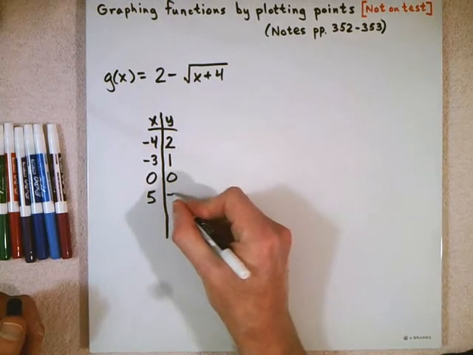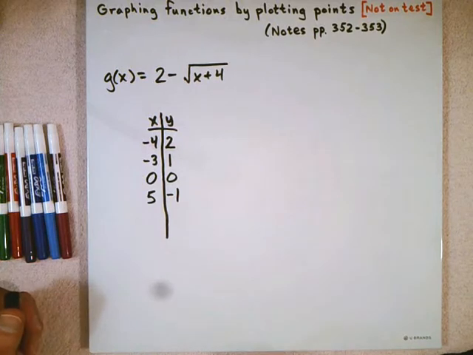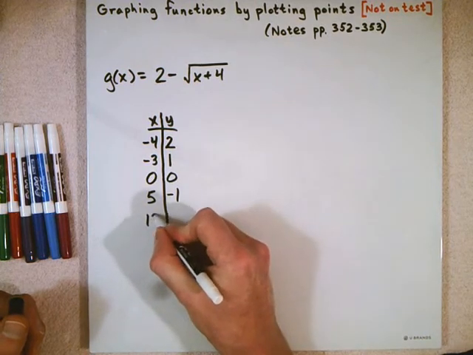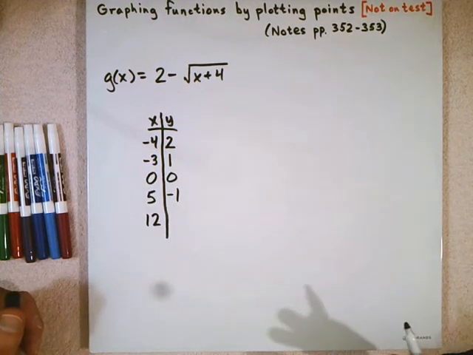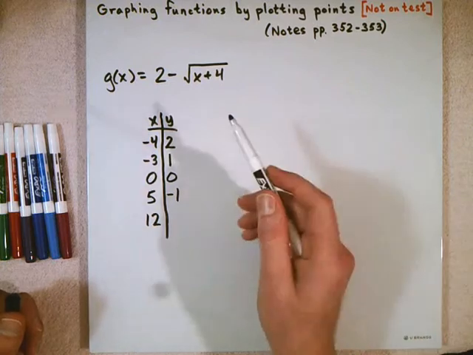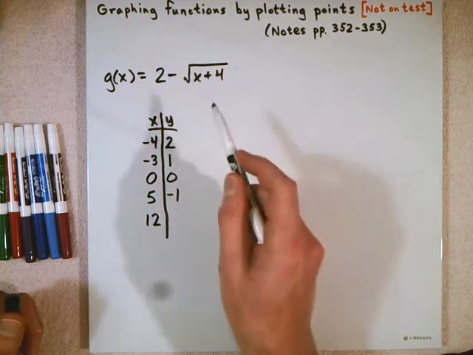Let's do maybe one more. Keep going up from the 5. You'll have to go all the way up to what? You'll have to go all the way up to 12, won't you? Because 12 plus 4 ends up being 16, doesn't it? And then the square root of 16 is nice. So you have the square root of 16 here, which is 4. 2 minus 4 is negative 2. There we go.